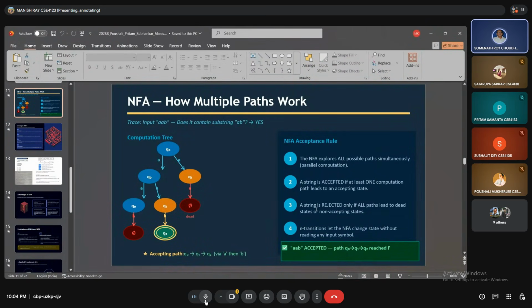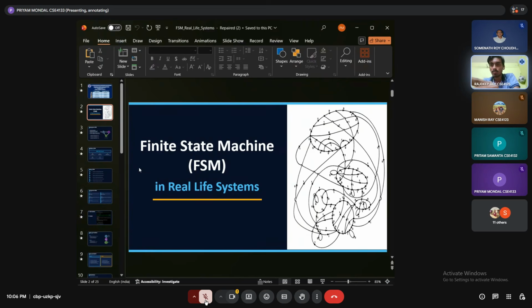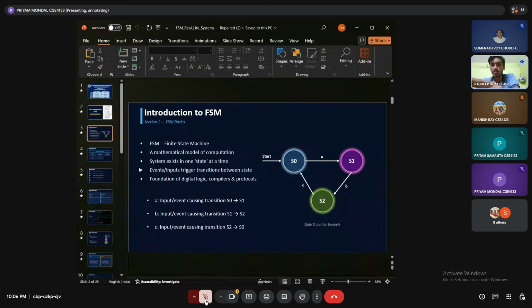Others are there. So good evening everyone. Today my team members Rajdeep, Rahul, Priyam and Priyankshi, and I will be presenting on finite state machines in real life systems. This presentation is for our formal language and automata theory course, and we will be exploring how these theoretical models drive the technology we use every day.